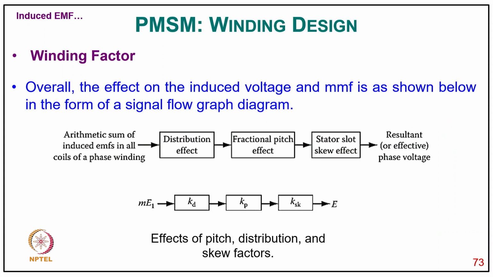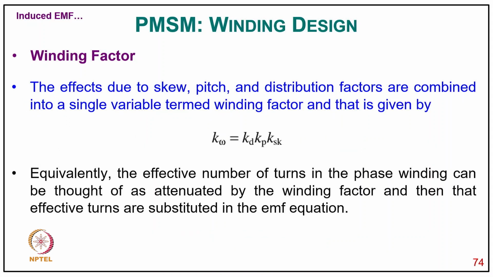Now coming to winding factor, the overall effect on the induced EMF is shown here in the form of a signal flow diagram. We start with the arithmetic sum of the induced EMF in all the coils of the phase winding, then the distribution effect, the fractional pitch effect, the stator slot skew effect, and comes the resultant effective phase shift. Initially, we have the algebraic sum, then the distribution factor reduces it, then the pitch factor also reduces it, then the skew factor also reduces it, and finally you get the induced EMF across the terminal. The effects of pitch, distribution and skew factors are responsible for reducing the fundamental induced EMF in the winding.